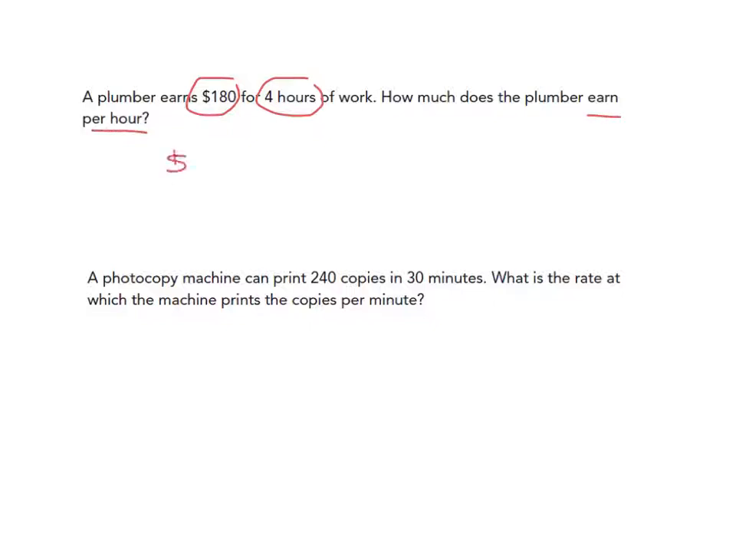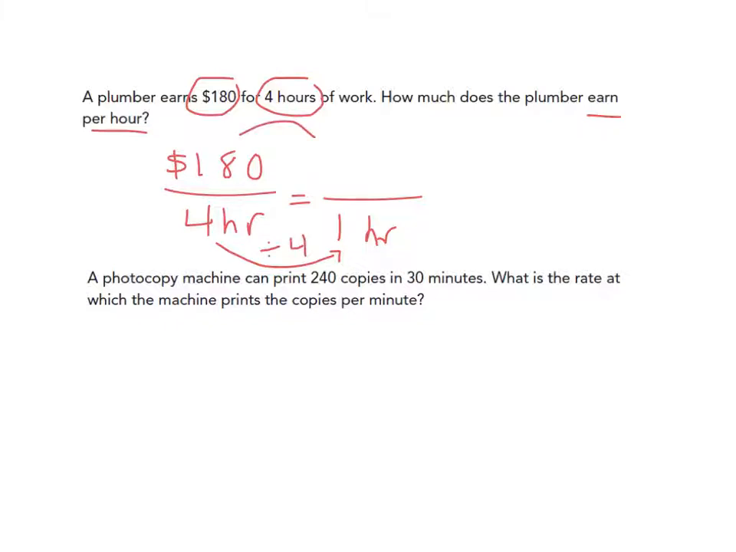So if I know that there's $180 for 4 hours, what I'm trying to find is, what is it for 1 hour? I know that if I want to take 4 hours down to 1 hour, the only way to do that is to divide by 4. And if I do the same at the top here, I take 180 and divide it by 4, and I get 45. So I know that the plumber charges $45 per hour.